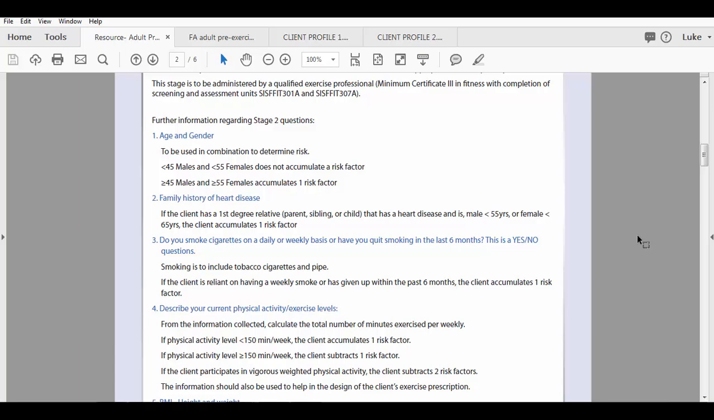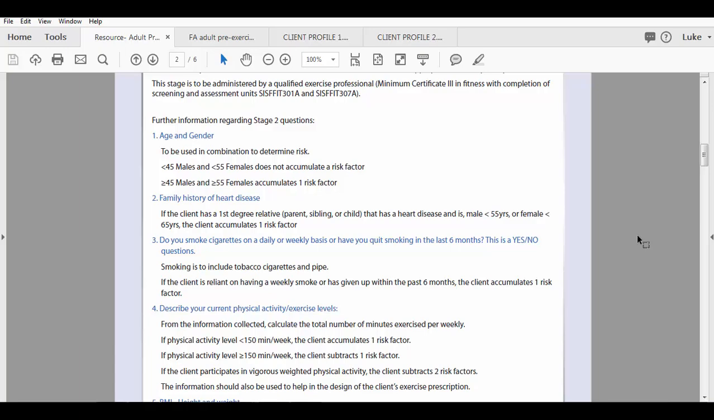Now, question 2 relates to family history of heart disease. If the client has a first degree relative, so this could be a parent, sibling or child, that has heart disease and is a male and under 55 years of age, or female who is less than 65 years of age, then they will get a risk score of 1. So if I have a male parent or a father who is 52 years of age, then I will get a 1 risk score here based on my family history of heart disease.